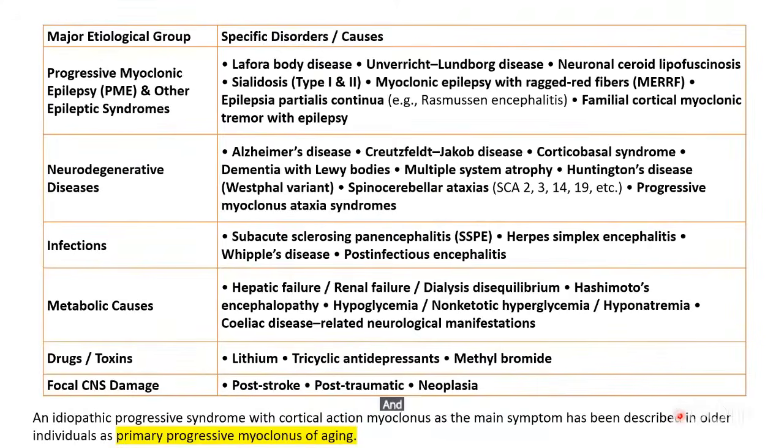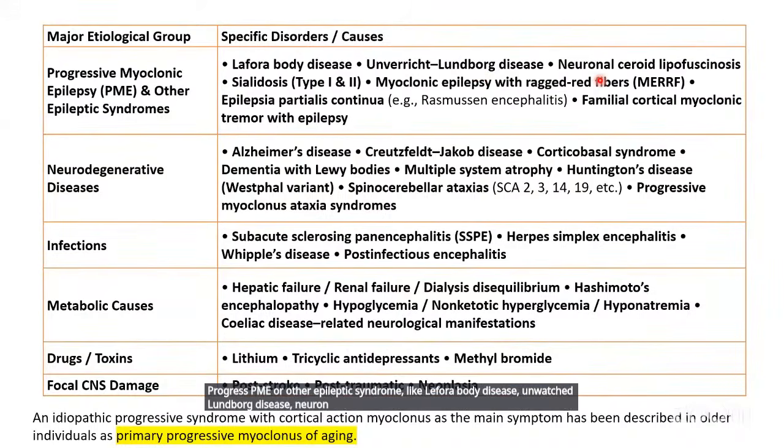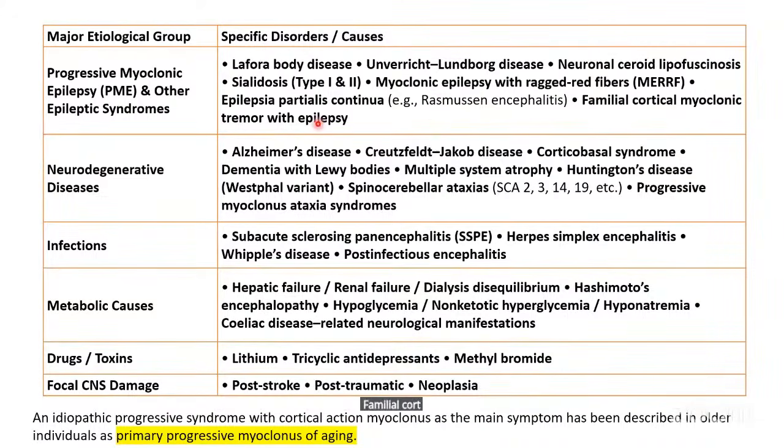And so the etiologies which we see in the cortical are PME or other epileptic syndromes like Lafora body disease, Unverricht-Lundborg disease, neuronal ceroid lipofuscinosis, amyloidosis, myoclonic epilepsy with ragged red fibers in mitochondria, and epilepsia partialis continua seen in Rasmussen encephalitis, familial cortical myoclonic tremor with epilepsy.